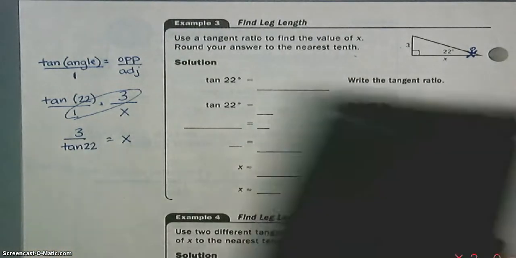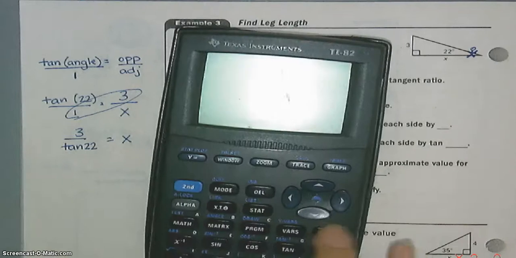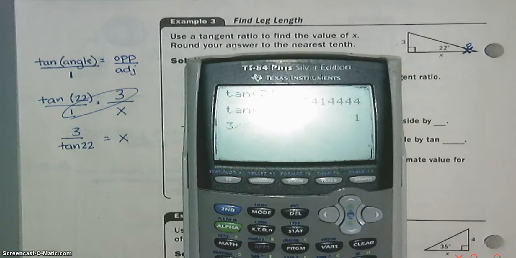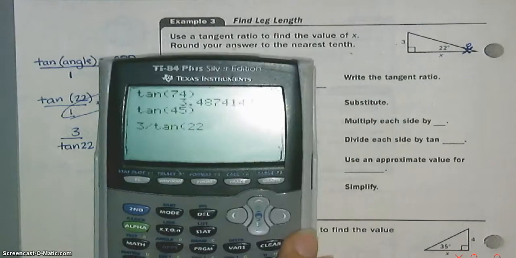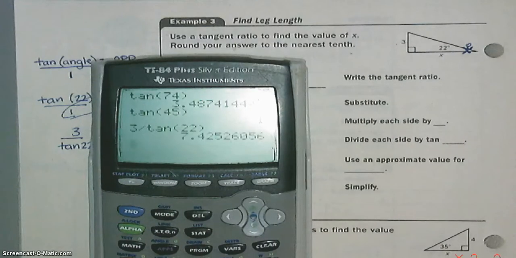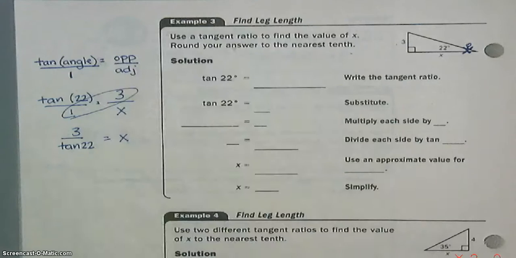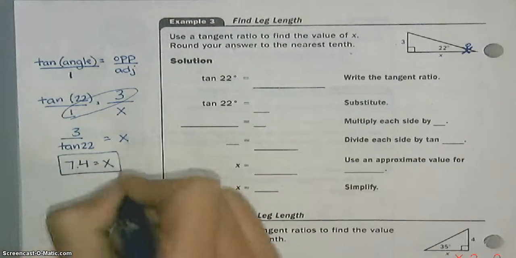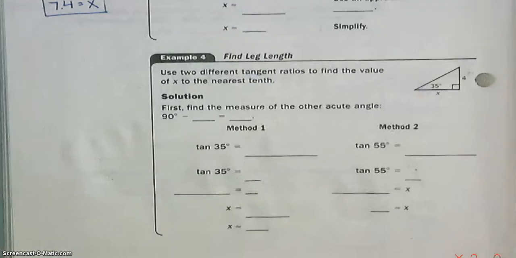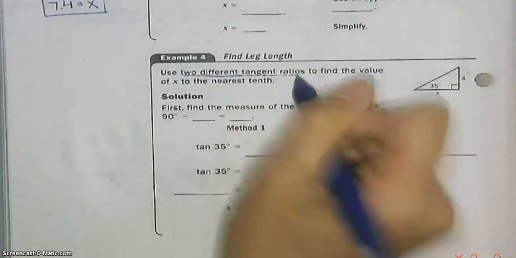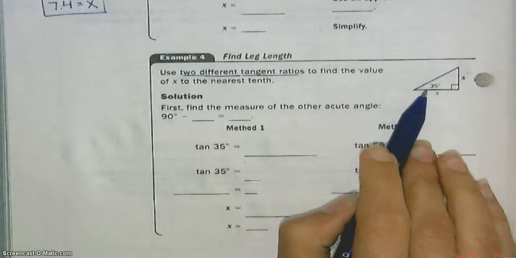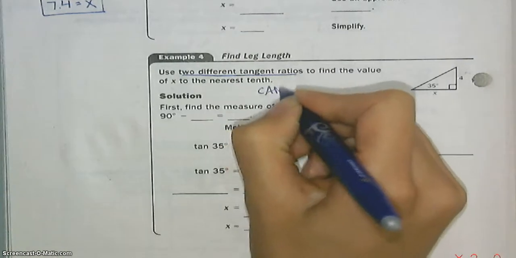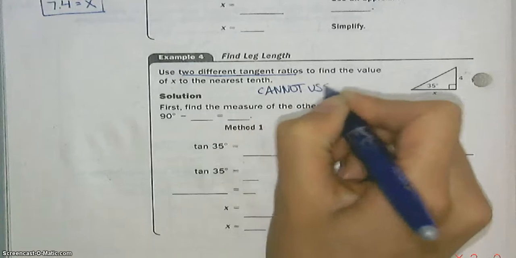So in your calculator, oops, let me get my other one. 3 divided by tangent 22. There you can see it. 7.4, and it says round to the nearest tenth. X is 7.4. In the next example, we have to use two different ratios to find the value of x. So we can use this acute angle or this acute angle, but we cannot use 90. Please write that down. Cannot use 90.